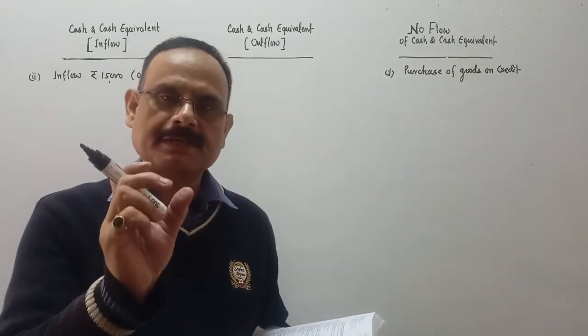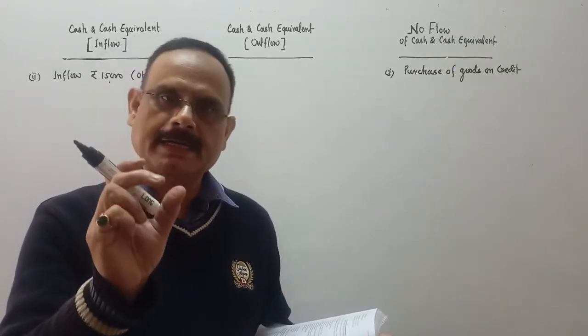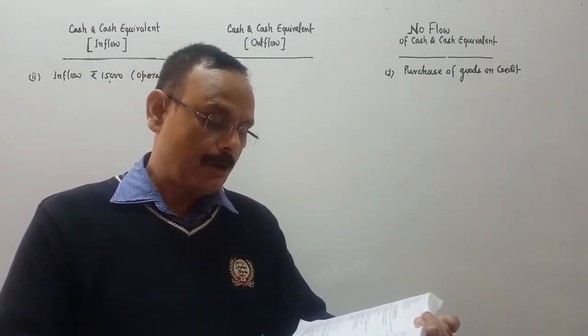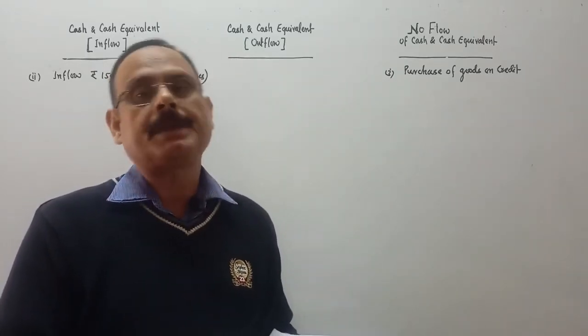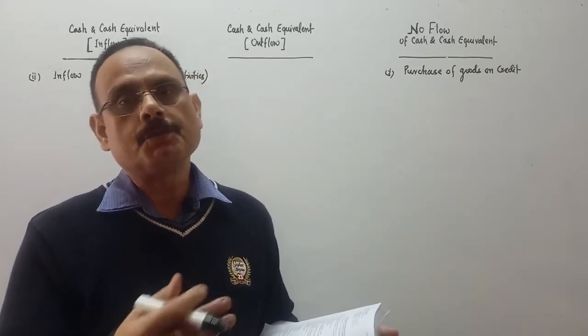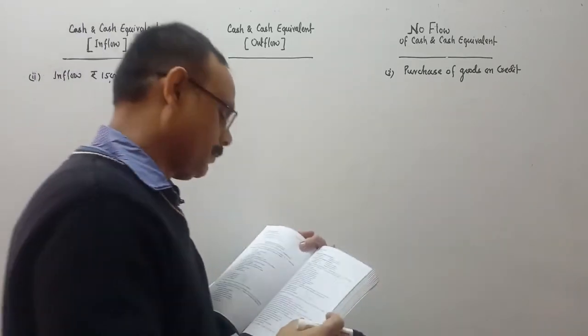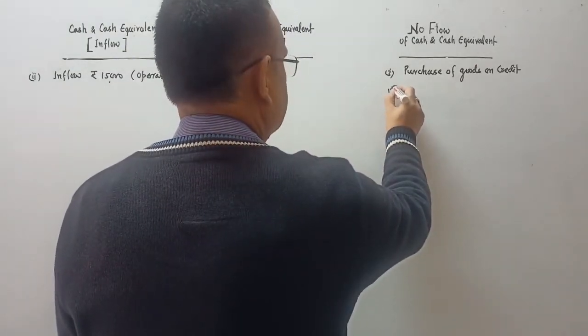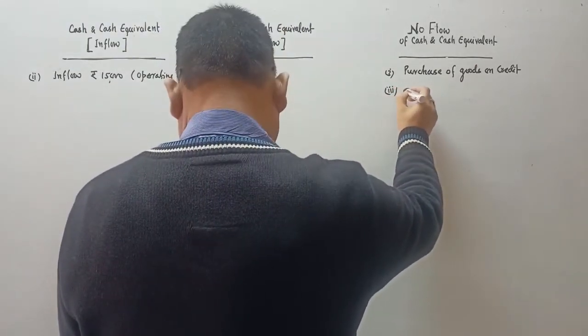Purchase of fixed assets on long-term deferred payment system. We have purchased the fixed assets. Fixed assets is a non-current item and we have not paid the amount because it's a long-term deferred payment basis. So there is no flow of cash in point number 3. In this transaction, no flow of cash.